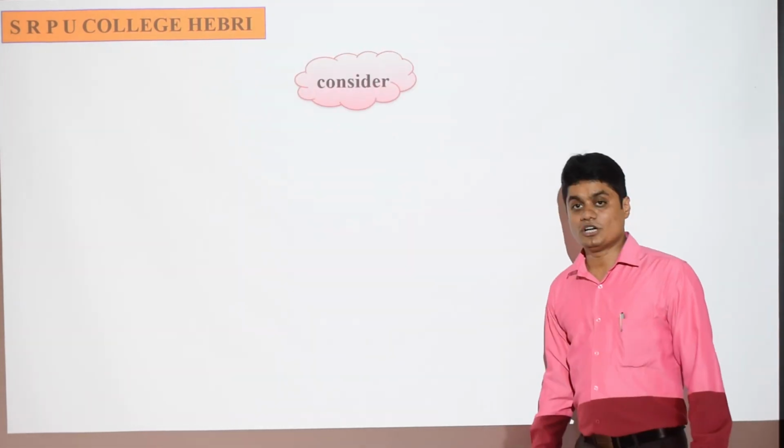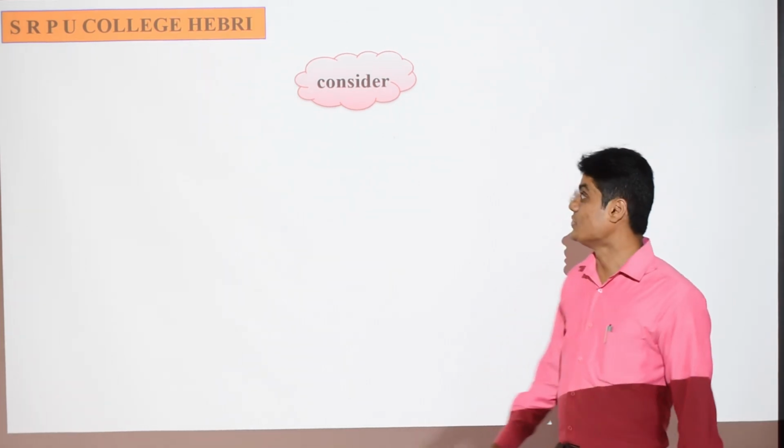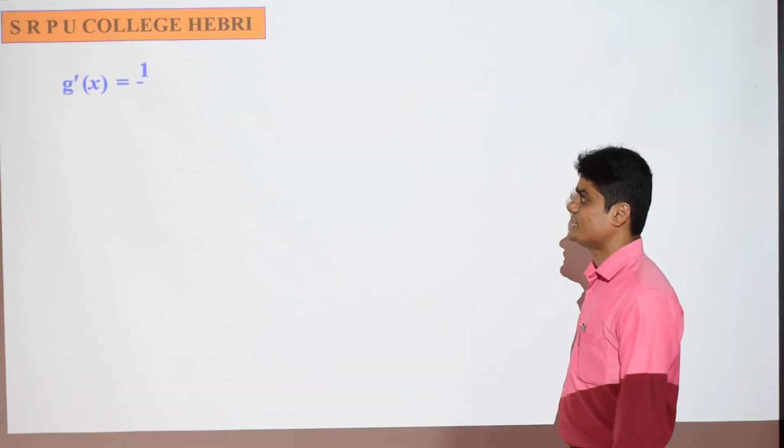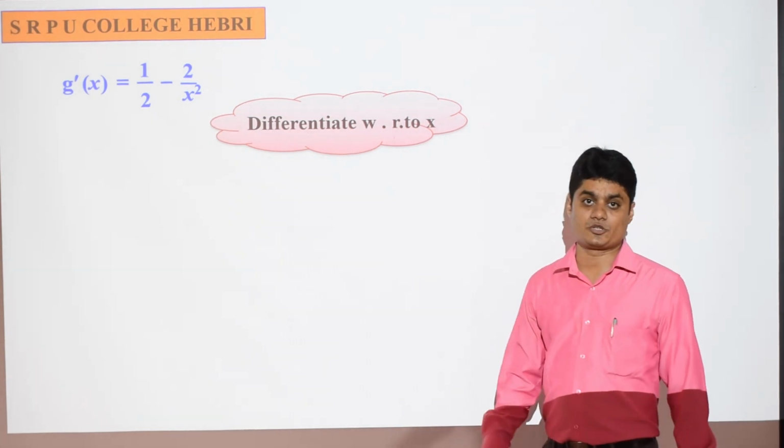So after getting the critical point, what should we do? We should differentiate again. Sorry, we should differentiate g dash of x. What is g dash of x? This is g dash of x. So differentiate again with respect to x.